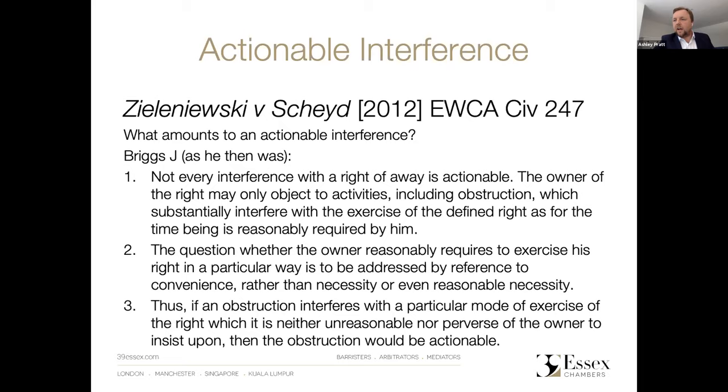The claimant's case was that failing to reduce the height of the trees amounted to an actionable interference. They relied on the case of Zielinski, which said, I'll just briefly summarise that, not every interference with the right of way is actionable. The question of whether the owner reasonably requires to exercise his rights in a particular way is to be addressed by reference to convenience. And if an obstruction interferes with a particular mode of exercise of the right, which is neither unreasonable nor perverse, of the owner to insist upon, then the obstruction would be actionable.